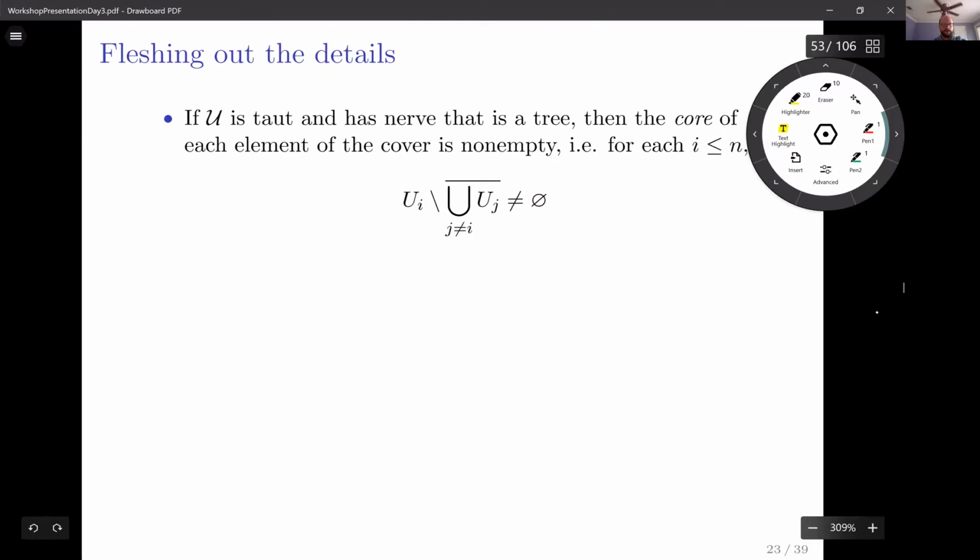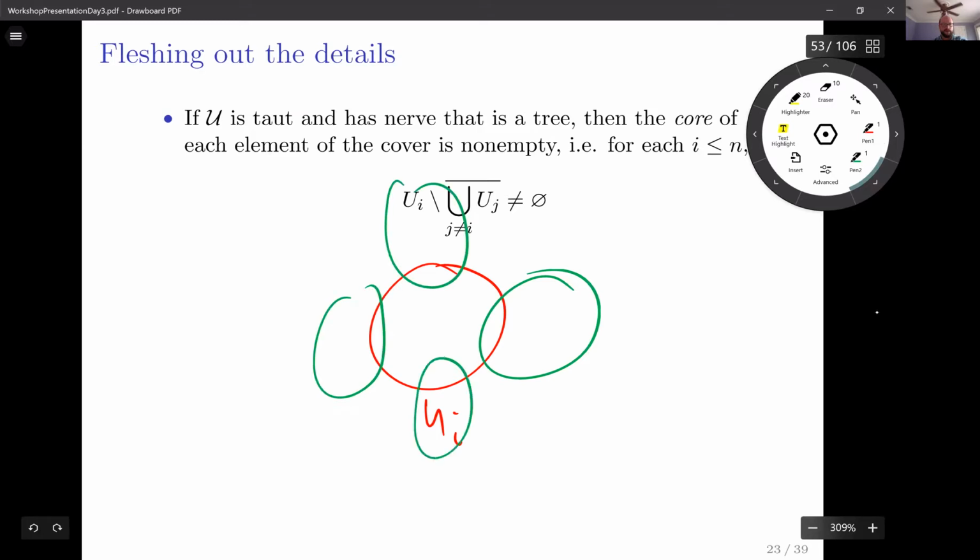All right, so we have such a cover, and because we have such a cover, we can from there prove that the core of each element is non-empty. So the core here is, we have UI, and then we have all of the other ones that might intersect it. Now these other ones, because the nerve is a tree, don't touch each other. And because the other ones cannot touch each other, that means that there's definitely some space in here. And this is what we call the core. So the core is a non-empty open subset of UI, which is essentially intrinsic to UI.